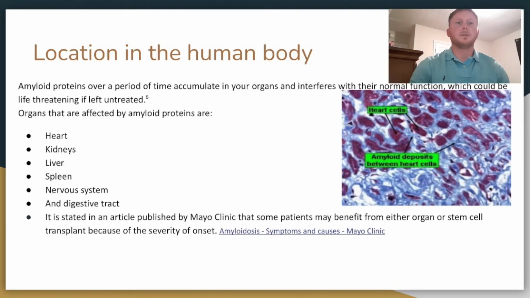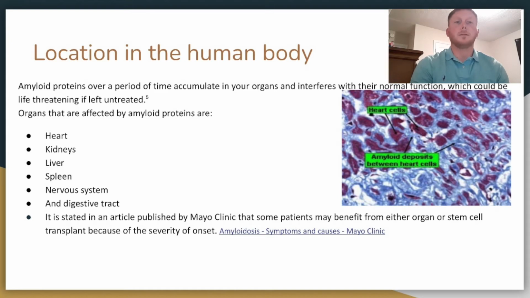Hi everyone, my name is Donovan Peterson, and I'm going to begin on slide 6 talking about the location in the human body that is affected by amyloid proteins. The organs that are affected, beginning at the top, are the heart, kidneys, liver, spleen, nervous system, and digestive tract. I have an image of heart cells in purple shown on this slide, and the bluish light gray color is shown as the amyloid deposits between the heart cells.